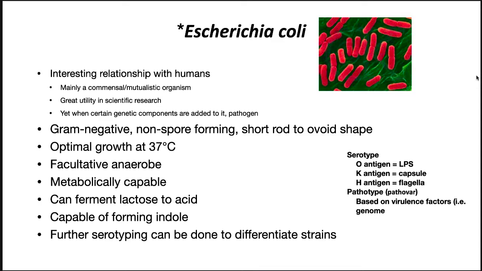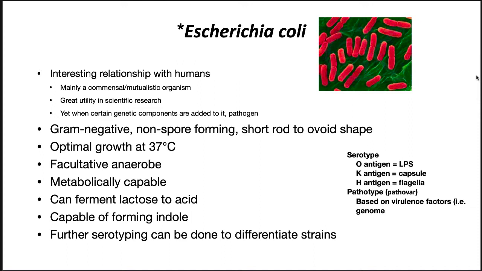Escherichia coli is the first organism that we're going to look at. It has an interesting relationship with humans. It's mainly a commensal or mutualistic organism, even synthesizing B12 and vitamin K for its host. It also has been of great utility in scientific research. Yet, when certain genetic components are added to it, it becomes a significant pathogen.